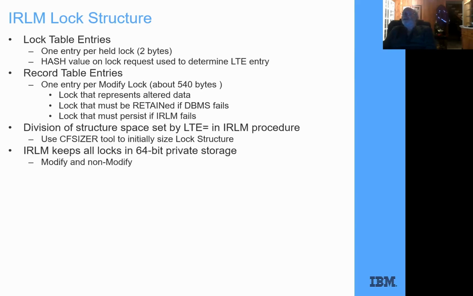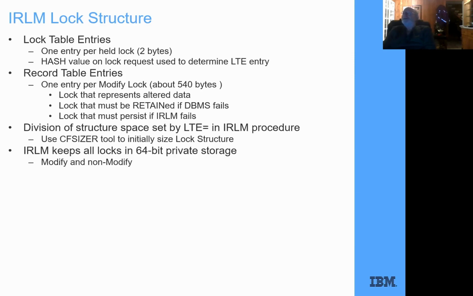If it's not empty, then potentially the lock is held. And at that point, IRLM has to look and determine if, in fact, it's a hash collision and a synonym, that is, different locks hashing to the same lock table entry, or whether or not it is, in fact, a lock on the same lock table string. At that point, XCF communication between IRLMs has to happen.